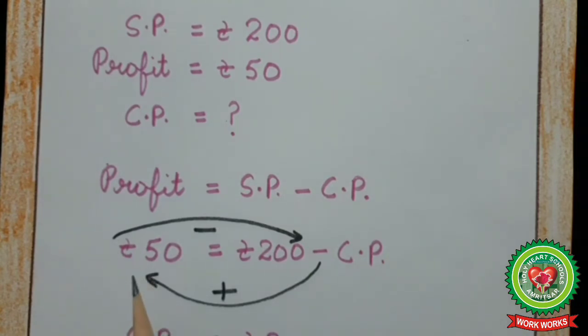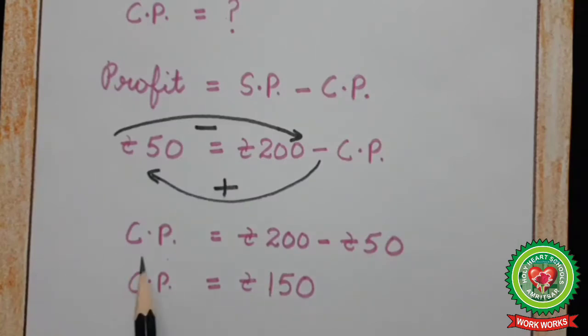Here we will use shifting two times. Firstly we will shift minus CP towards the left hand side. It will change to plus. And we need to find CP, so we will shift 50 towards the right hand side. It will change to minus. After applying the shifting rules, we will get CP is equal to rupees 200 minus rupees 50. It comes out to be CP is equal to rupees 150. That is the required answer.